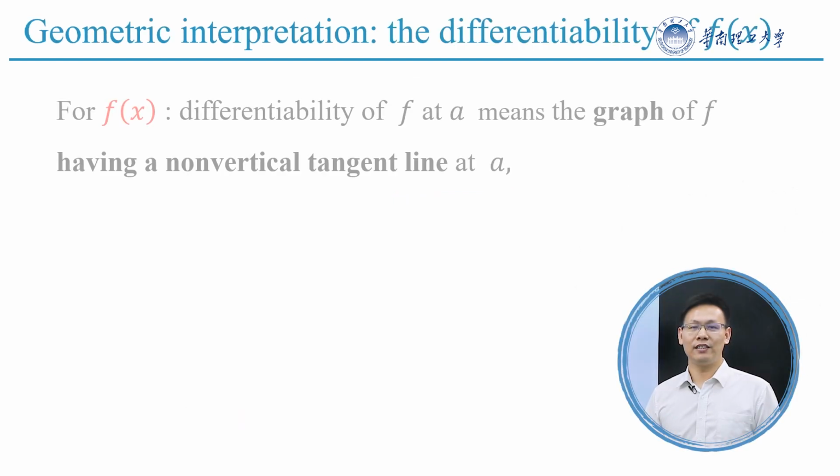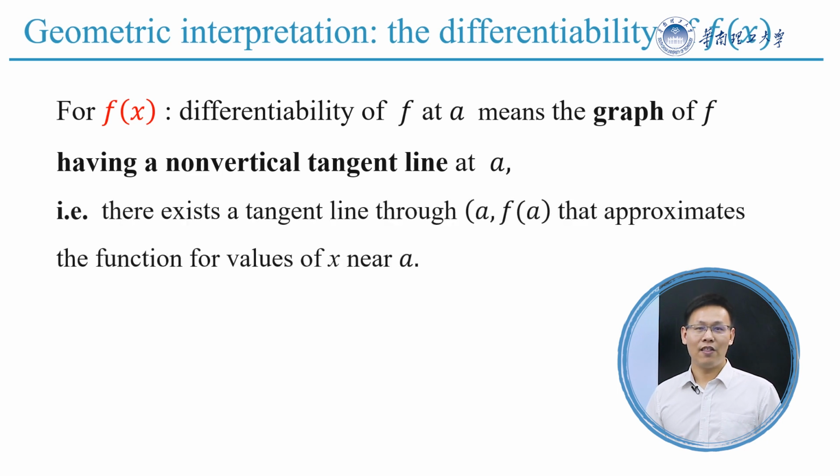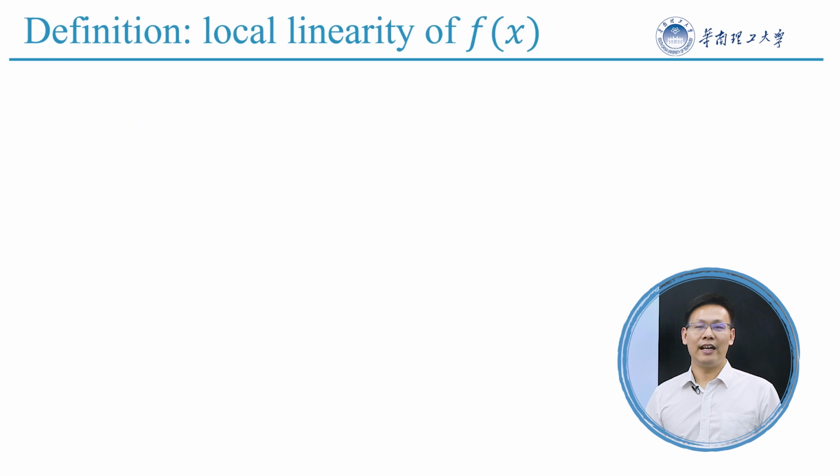In order to define the differentiability of f(x,y), let's recall the geometric interpretation of the differentiability of f(x). For f(x), differentiability of f at a means the graph of f has a non-vertical tangent line at a. That is, there exists a tangent line through (a, f(a)) that approximates the function for values of x near a. In other words, f is locally linear at a.